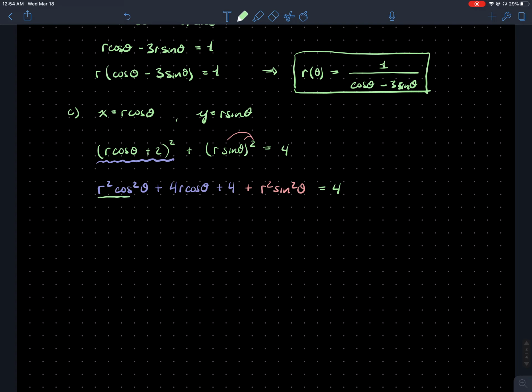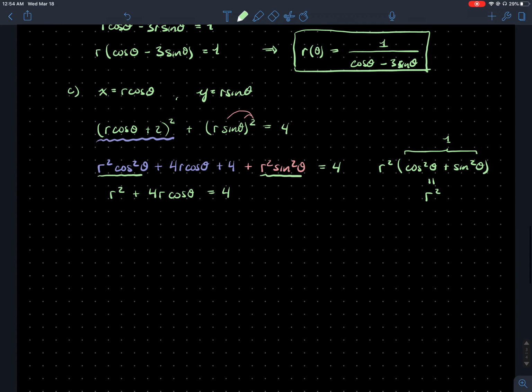Now, note that if we were to factor out that r squared and regroup those things around, r squared times cosine squared of theta plus sine squared of theta grouped together, because this ends up being equal to 1, so this entire thing just ends up being equal to r squared. So we can say that this is r squared plus 4r cosine of theta is equal to 4.